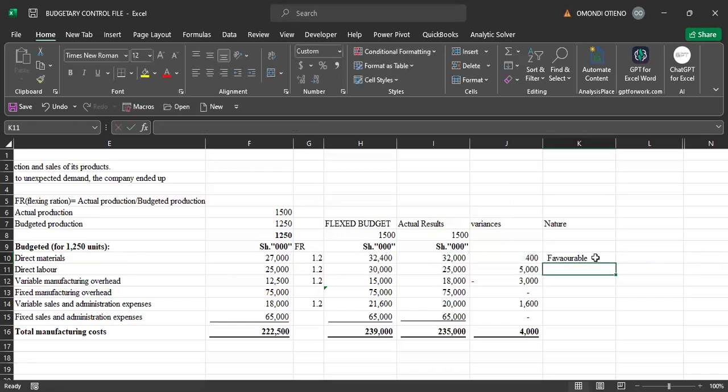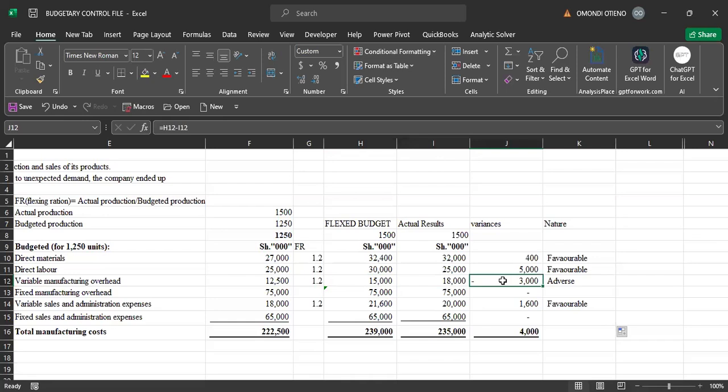So by doing that, we can now see the variances that are here. Our variance here of positive 400 is a favorable variance because we spent less compared to what was actually budgeted for. The same applies to this one here. When we come to number 3, we are talking about variable manufacturing overheads. You planned to spend 15,000, you ended up spending 18,000. You've spent more than what was budgeted for, and that's what gave us a negative variance.